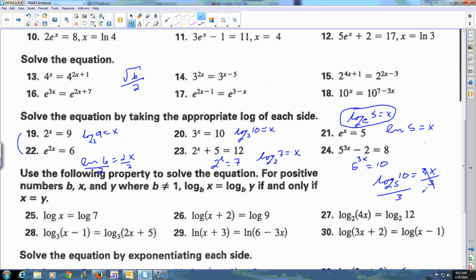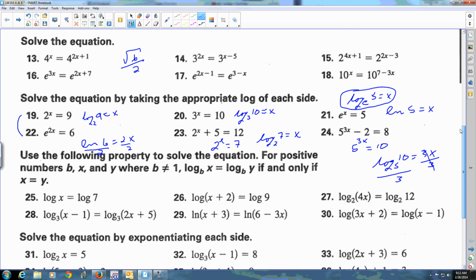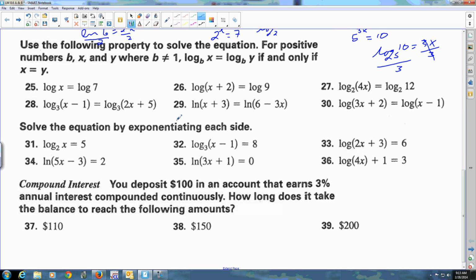Down here on these, it's going to be very similar to these ones here. The only way these are going to be equal is if their exponents are equal. The only way these down here are going to be equal is if what's inside them is equal. Log of x equaling log of 7, the only way these are going to be equal is if x is equal to 7. And you're done.